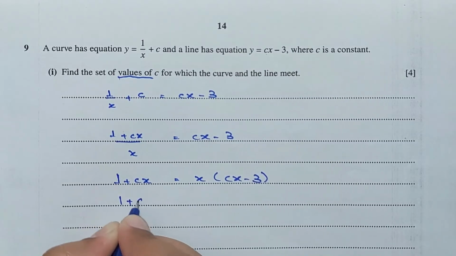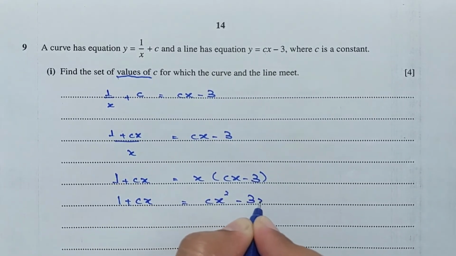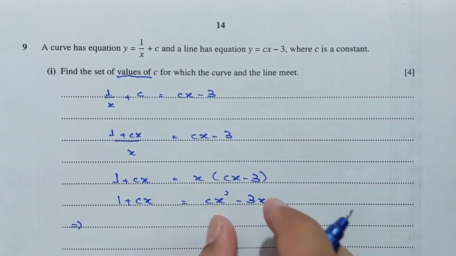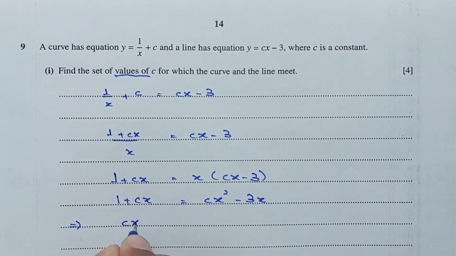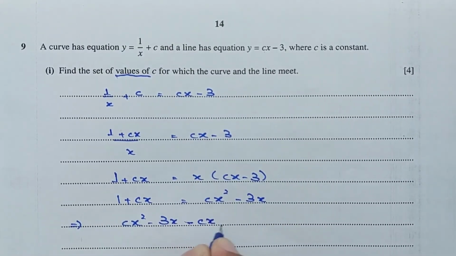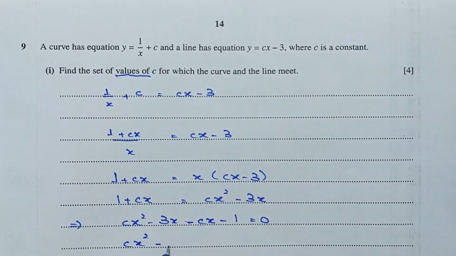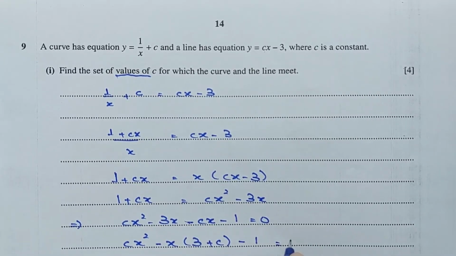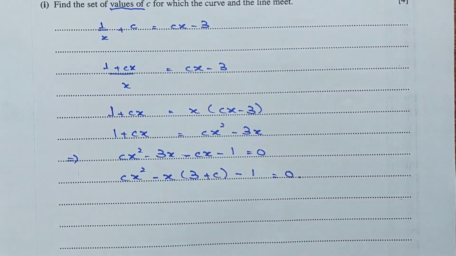Now 1 plus cx equals cx squared minus 3x. Now shifting all the terms to the right side, so we have cx squared minus 3x minus cx minus 1 equals 0. So cx squared minus (3 plus c)x minus 1 equals 0. Alright, so we have a quadratic equation.